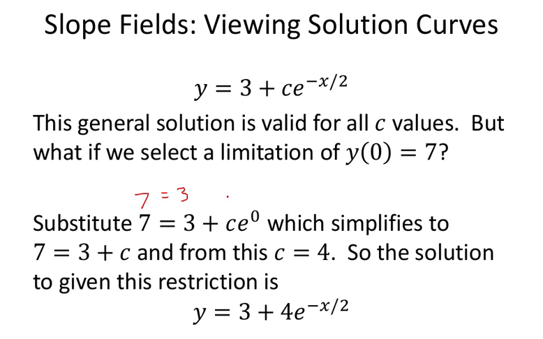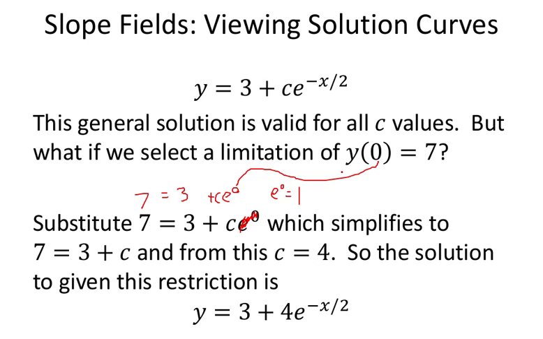And now this is c times e to the 0 because 0 is the input. And so negative 0 over 2 is 0. E to the 0 happens to be a really nice number because it's equal to 1. So this is 1. We can just scratch it away because we're left with 7 equals 3 plus c. What would c have to be equal to? It'd have to be equal to 4.